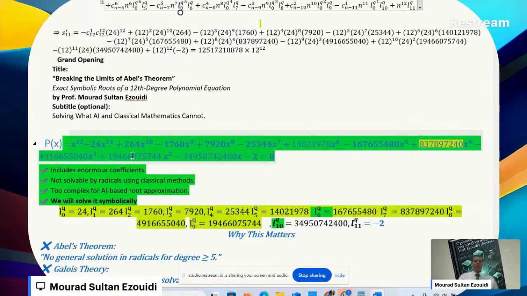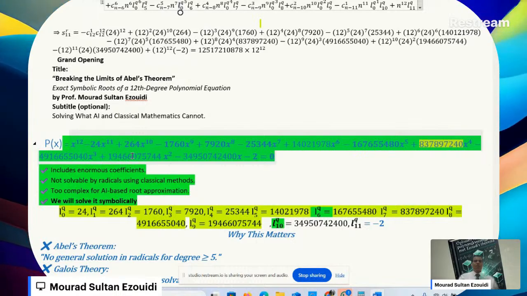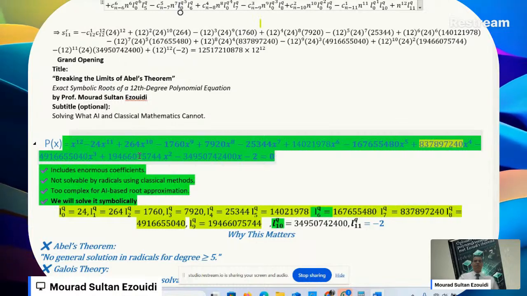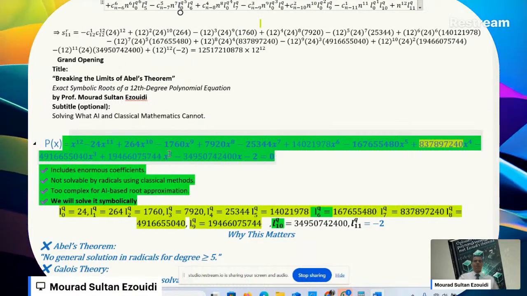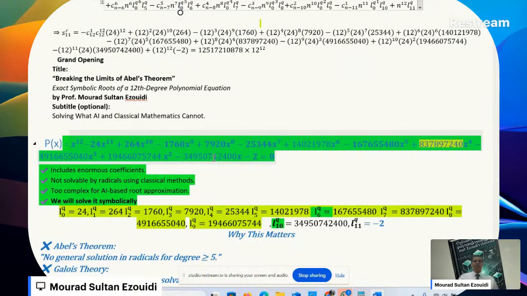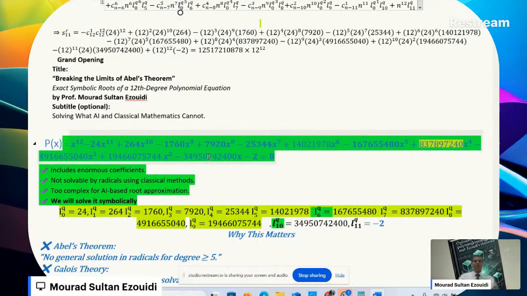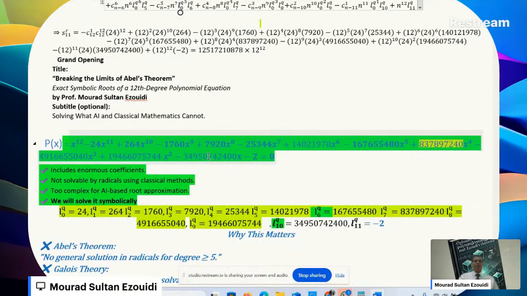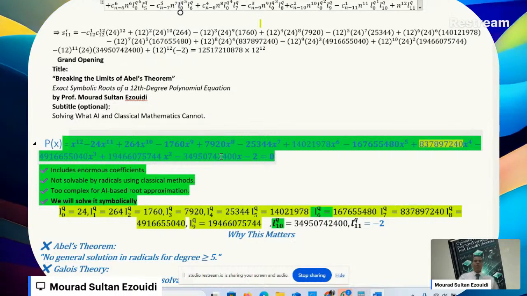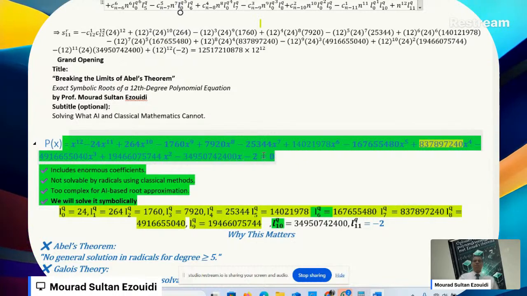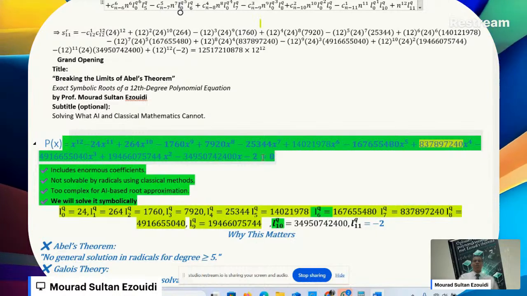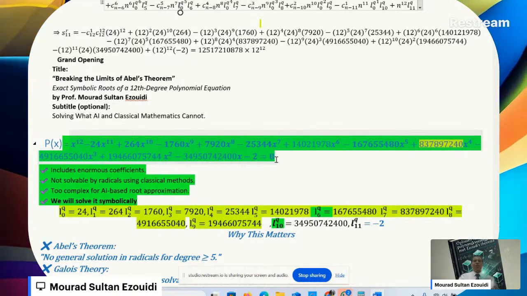plus 19,466 million and 75,744x to the power 2 minus 34,950 million 742,400 times x minus 2. You see, minus 2, only minus 2, equals 0.